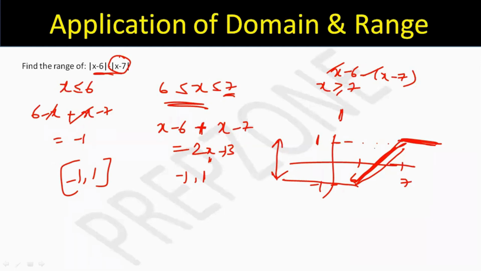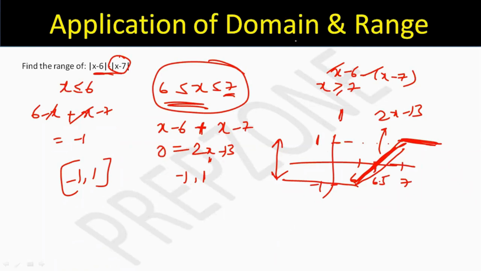This is the line जिसका equation is nothing but 2x minus 13. So when x is 0, value is minus 13, but this is only in between x 6 to 7, so nothing more. Or this point is nothing but 6.5 because 2x minus 13 is equals to 0, so x is 13/2, so x is 6.5.